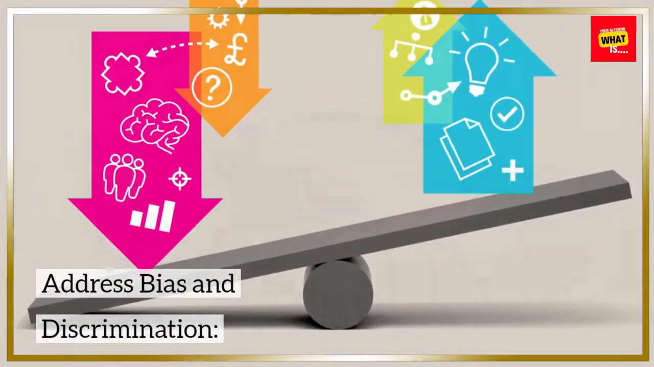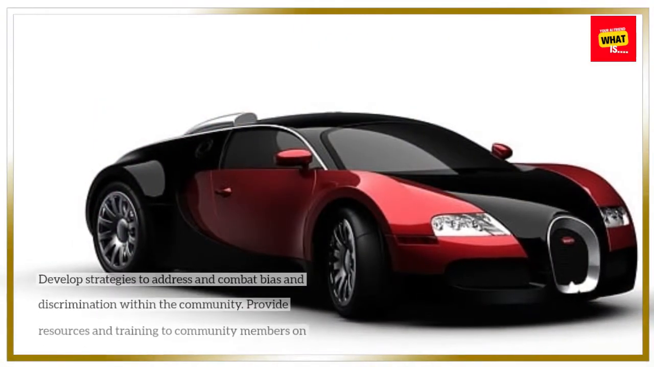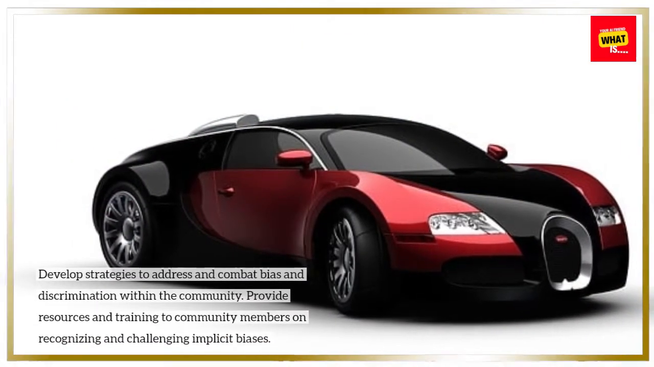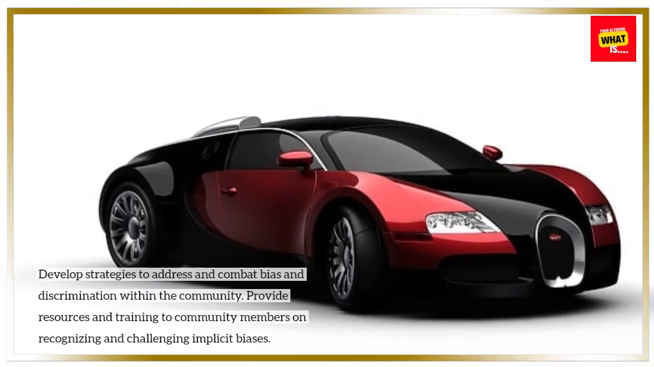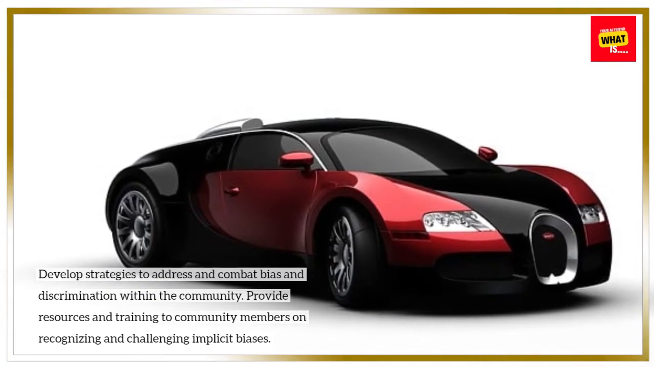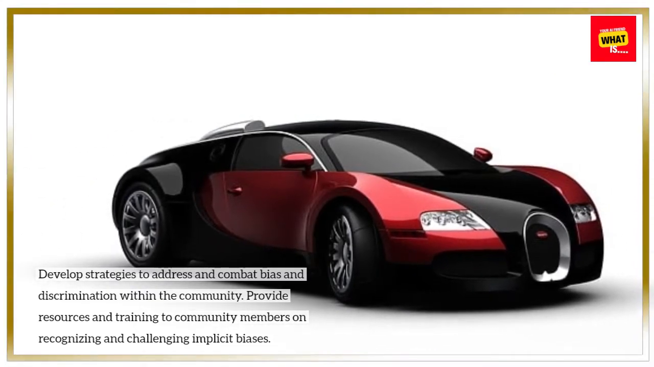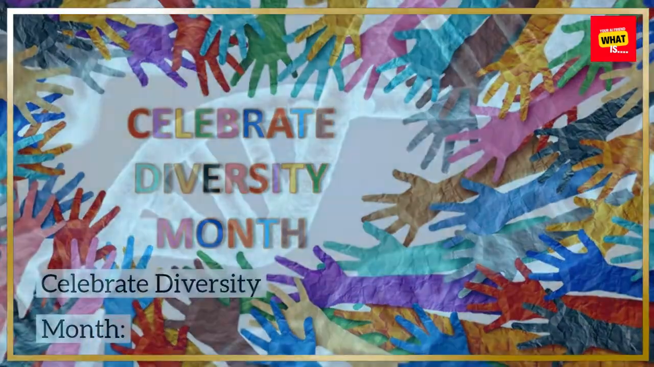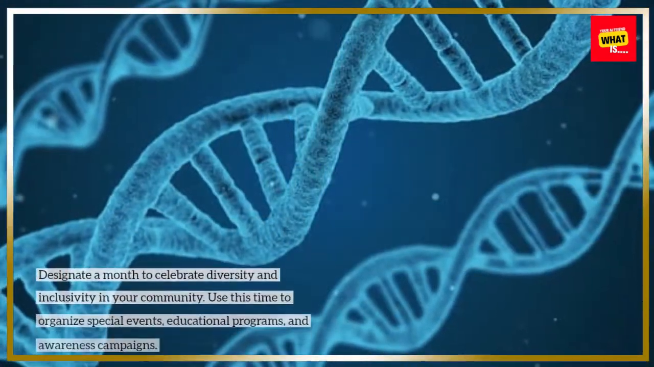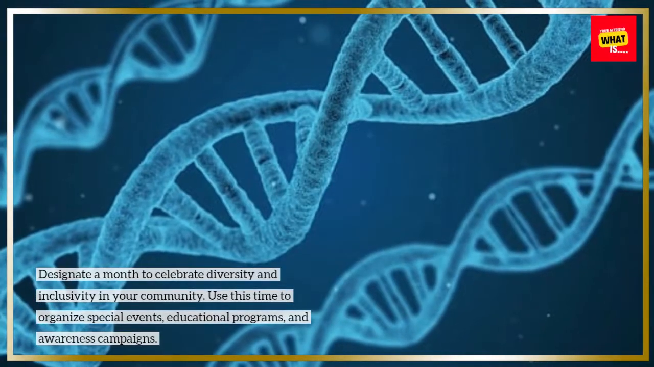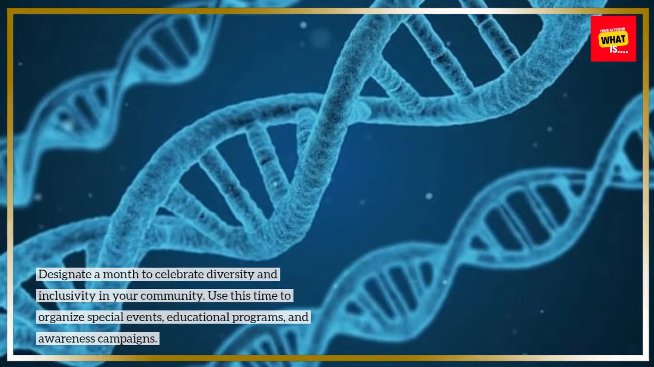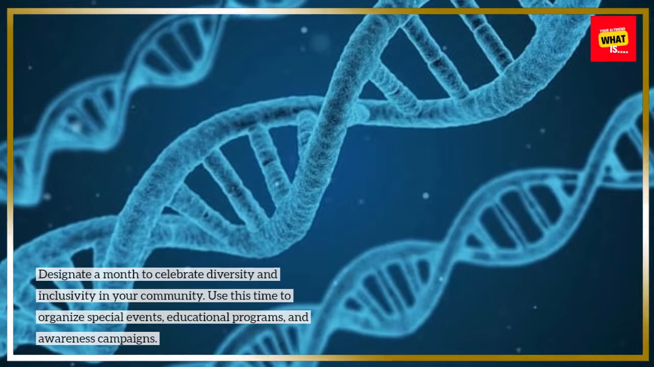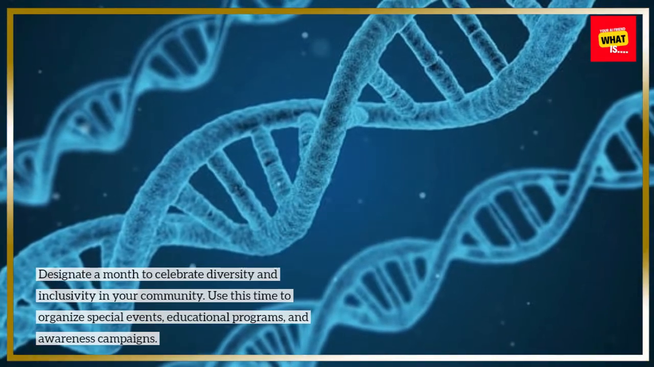Address bias and discrimination. Develop strategies to address and combat bias and discrimination within the community. Provide resources and training to community members on recognizing and challenging implicit biases. Celebrate Diversity Month. Designate a month to celebrate diversity and inclusivity in your community. Use this time to organize special events, educational programs, and awareness campaigns.